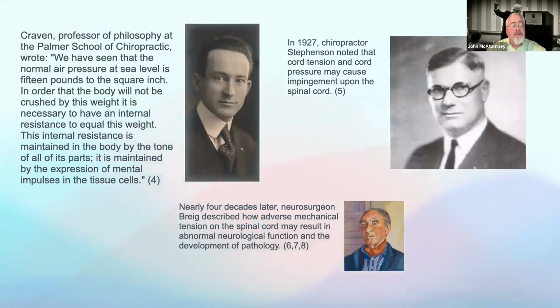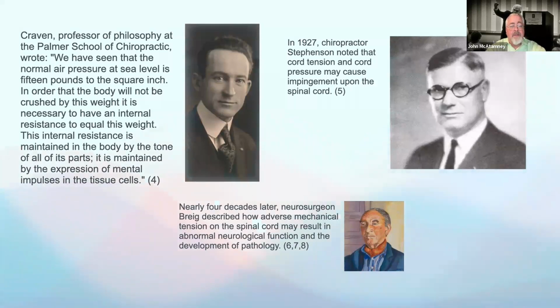Professor Craven, a professor of philosophy at the Palmer School of Chiropractic, wrote, we have seen that the normal air pressure at sea level is 15 pounds to the square inch. In order that the body will not be crushed by the weight, it is necessary to have an internal resistance to equal this weight, and the internal resistance is maintained in the body by tone of all its parts. It is maintained by the expression of mental impulses in the tissue cells.